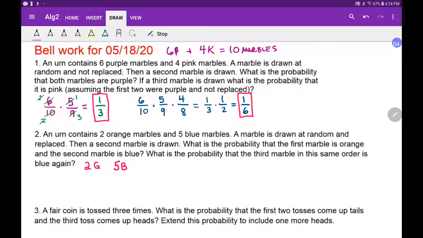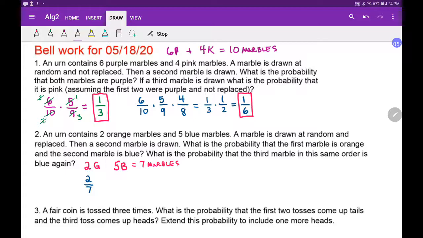So together I have 7 marbles, right? And I'm not going to change that because I'm putting things back. All right. So let's see. A second marble is drawn. What is the probability that the first marble is orange? So how many orange are there? There's 2 orange out of 7. So the first marble being orange is a 2 out of 7 chance.